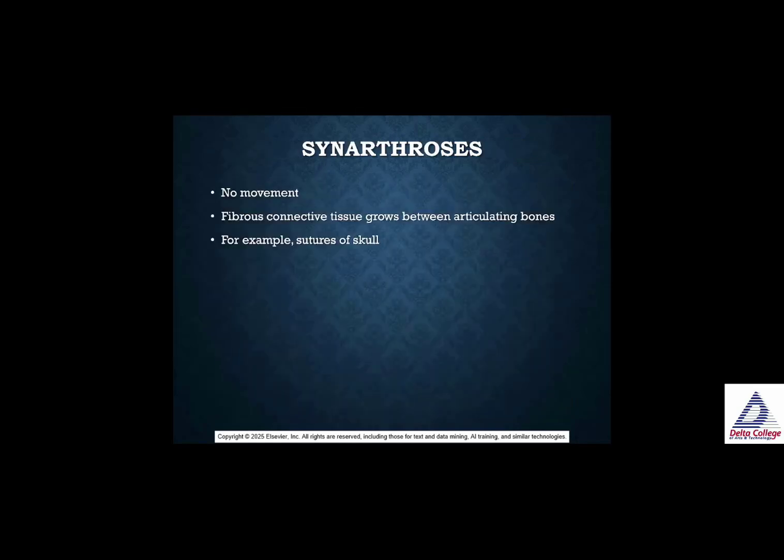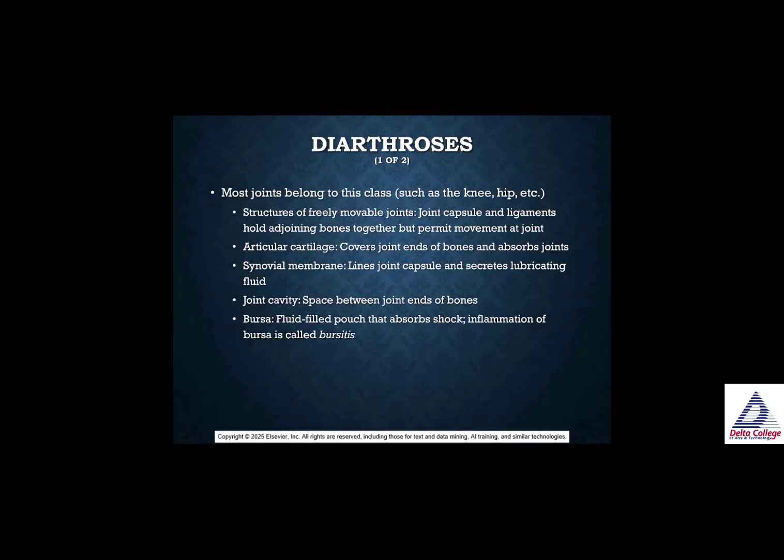Again, synarthrosis produces no movement. This is a fibrous connective tissue that grows between articulating bones, for example, sutures of the skull. Amphiarthrosis produces slight movement. Cartilage connects articulating bones, and for example, this would be the symphysis pubis, or what I talked about earlier, the SI, sacroiliac joints. Then we have diarthroses, and this is what most joints belong to. This is your knee, your hip, your shoulders, elbows.